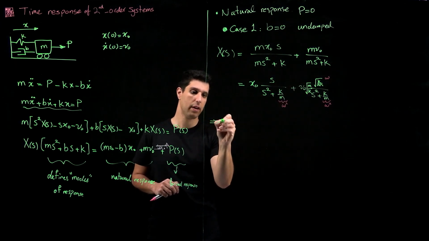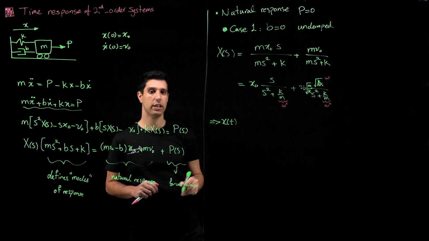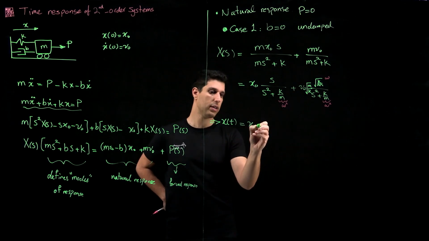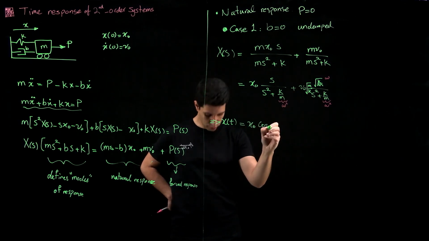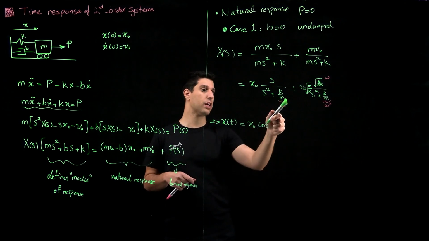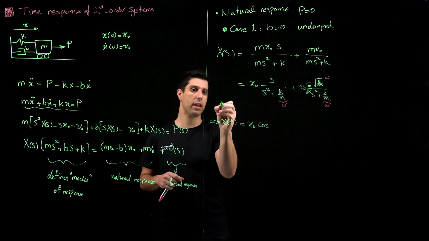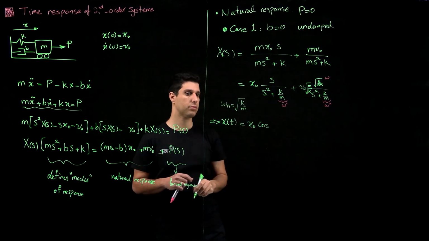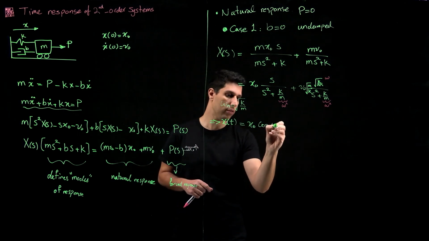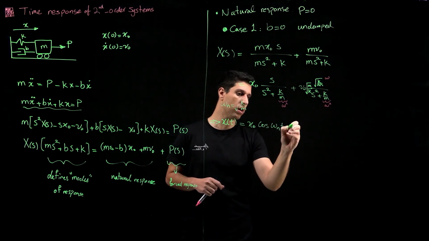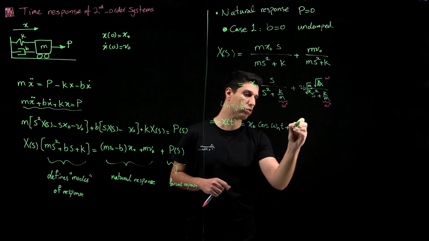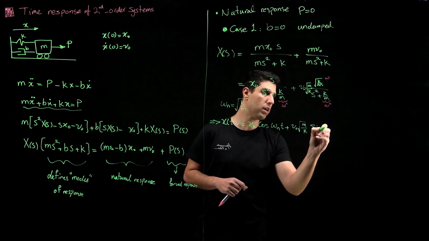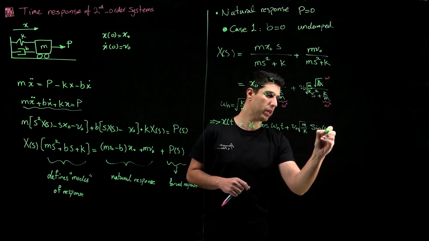So from here, x of t is going to be x naught cosine of this square root of k over m. And remember that we defined omega n to be the square root of k over m before. So this is cosine of omega n t plus some constant, v naught times the square root of m over k, sine of omega n t.